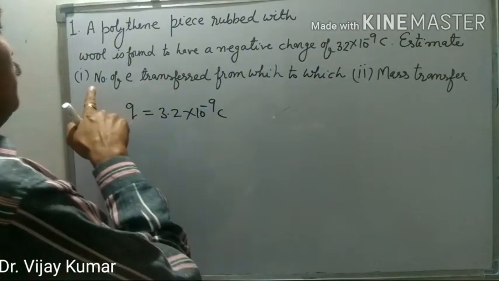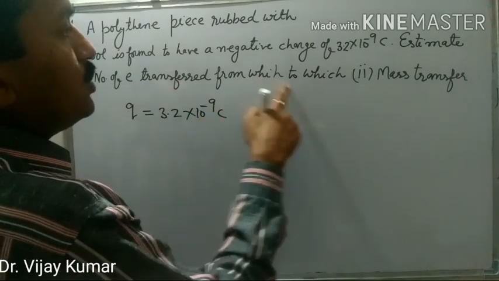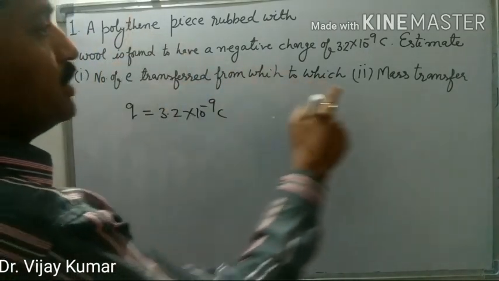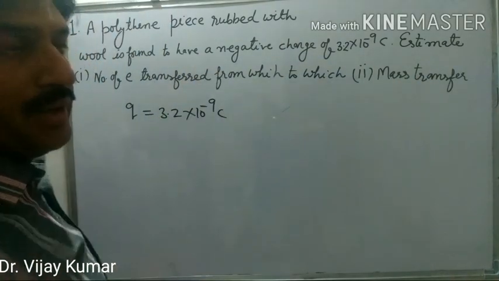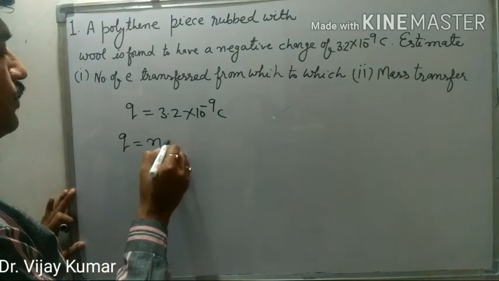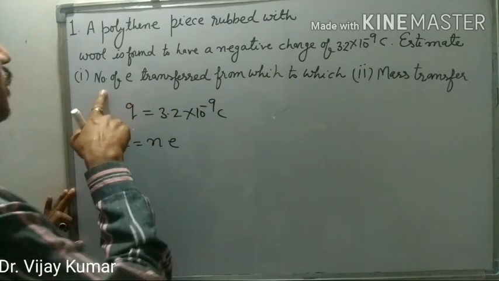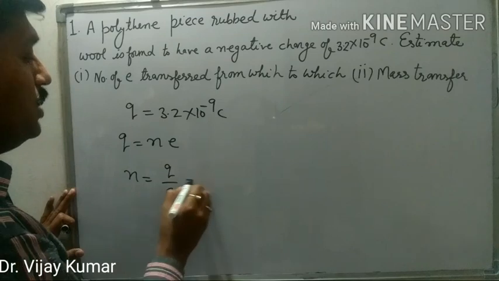Estimate, number one, the number of electrons transferred, and from which to which, that is, polythene to wool or wool to polythene. Second, how much mass is transferred from one to another. We know that Q is equal to the number of electrons times the charge on an electron, and we have to determine the number of electrons. It means N equals Q upon e.